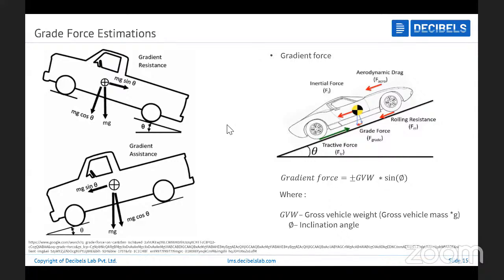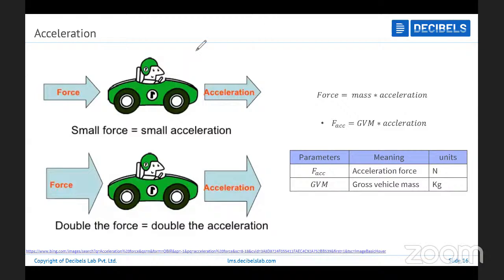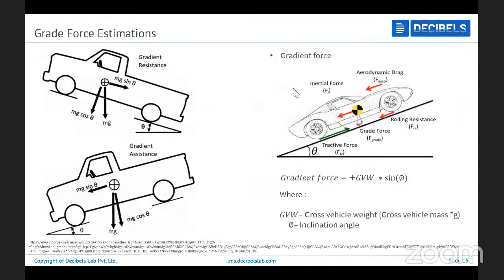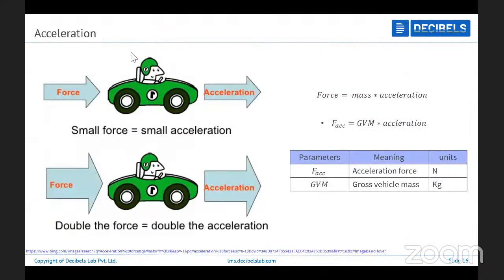Now, as I was explaining about the resistive forces, one was the aerodynamic force, then rolling, and gradient. Now I'm including the acceleration force, which is not at all a resistance, but the purpose of adding it along with the resistive forces is to get to know the total tractive force.